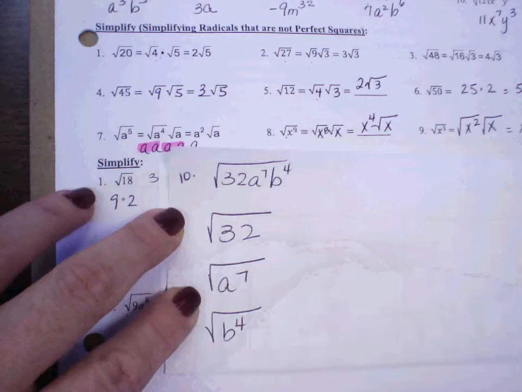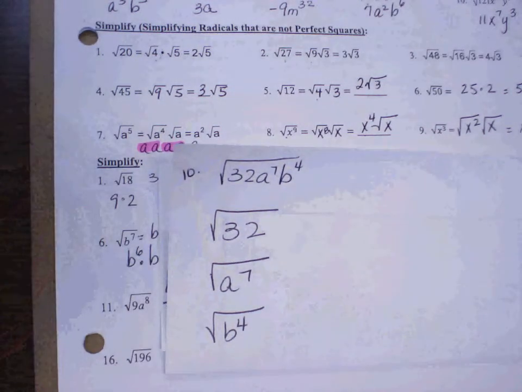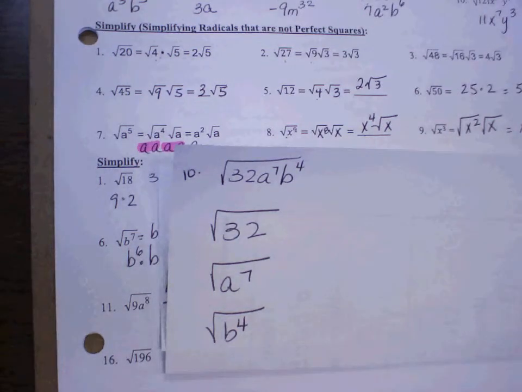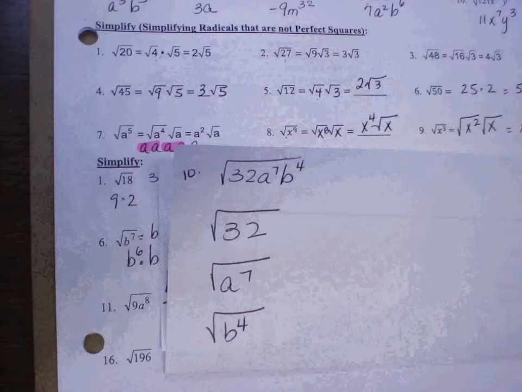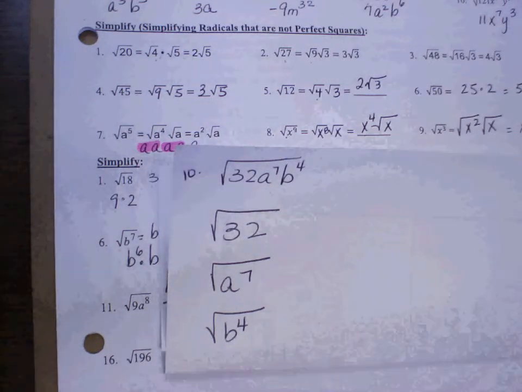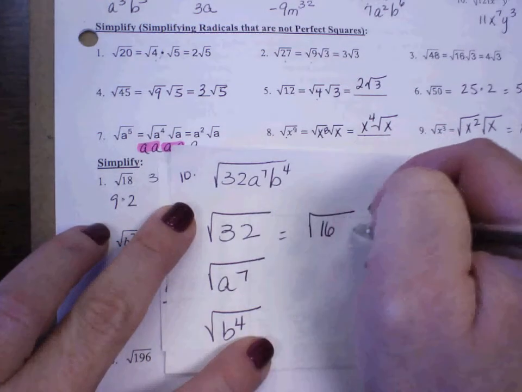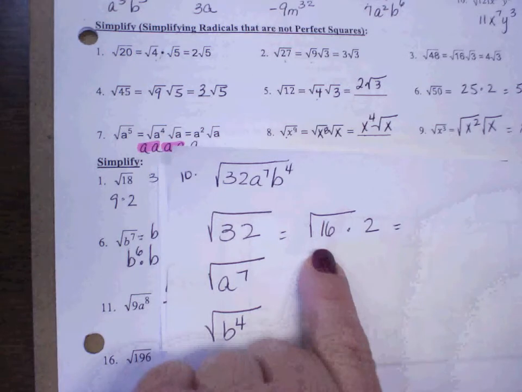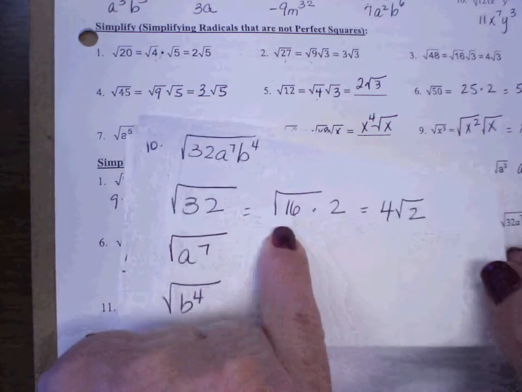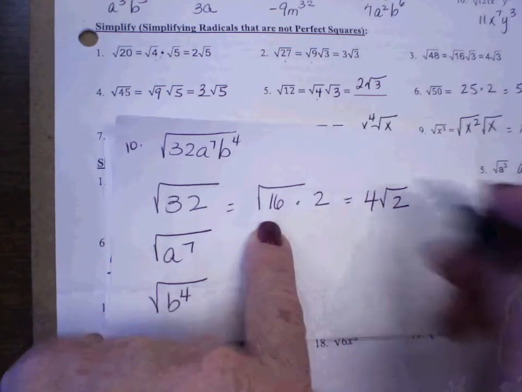All right. Square root of 32, a^7, and b^4. All right, 32. 16 and 2. You can do 8 times 4, but then 8 is going to be 4 times 2, and you're going to have to do it again. It's okay. You just got to make sure that you don't stop there. So I would do 16 times 2, right? Because the perfect square root of 16 would be 4, not 8.